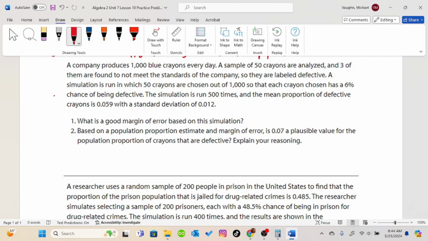If I want margin of error, I am going to take the standard deviation and multiply it by 2. So 2 times 0.012 equals 0.024 margin of error.